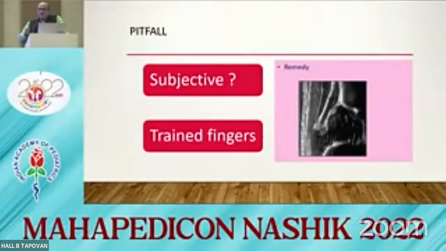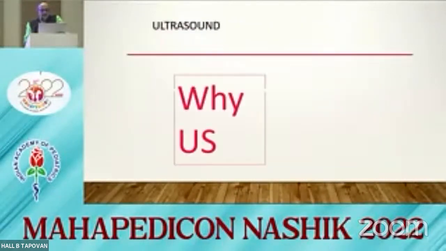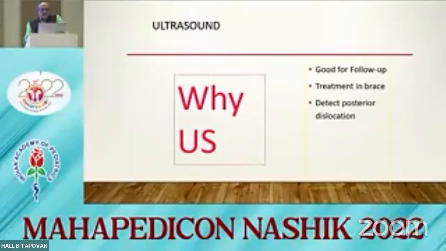If you suspect you have a high-risk baby with all those features, firstborn, breech, LSCS, female with looseness, then probably you can send for an ultrasound, which will show you the cartilaginous head and labrum. The ultrasound is very, very good because it shows you cartilage. It has a 3D direction orientation. It's dynamic, highly sensitive. It's safe, it gives you immediate results, it's very convenient, there is no radiation involved, and it's good for follow-up and treatment also in brace. You detect iatrogenic posterior dislocation also in the Pavlik harness, and you can look at how the acetabulum is forming.